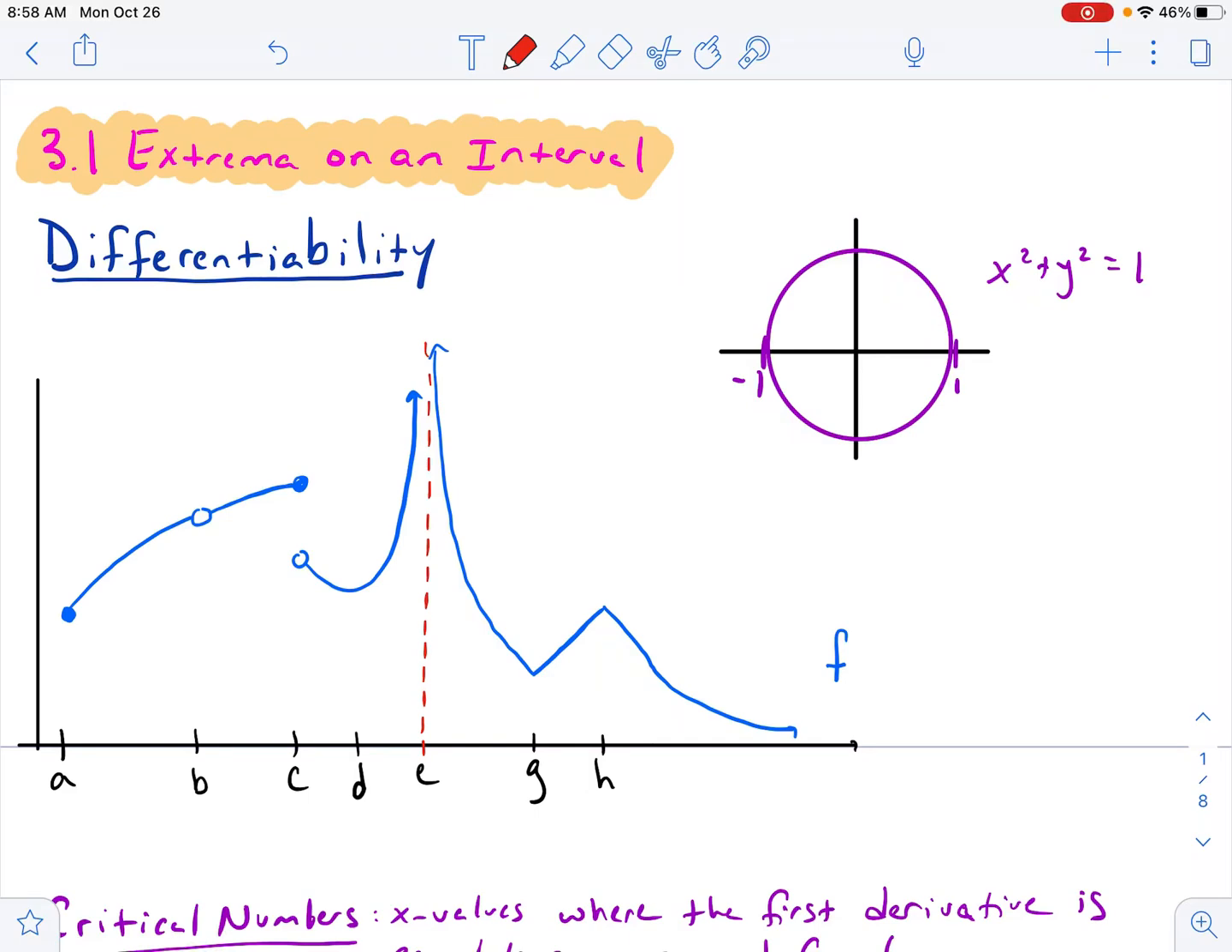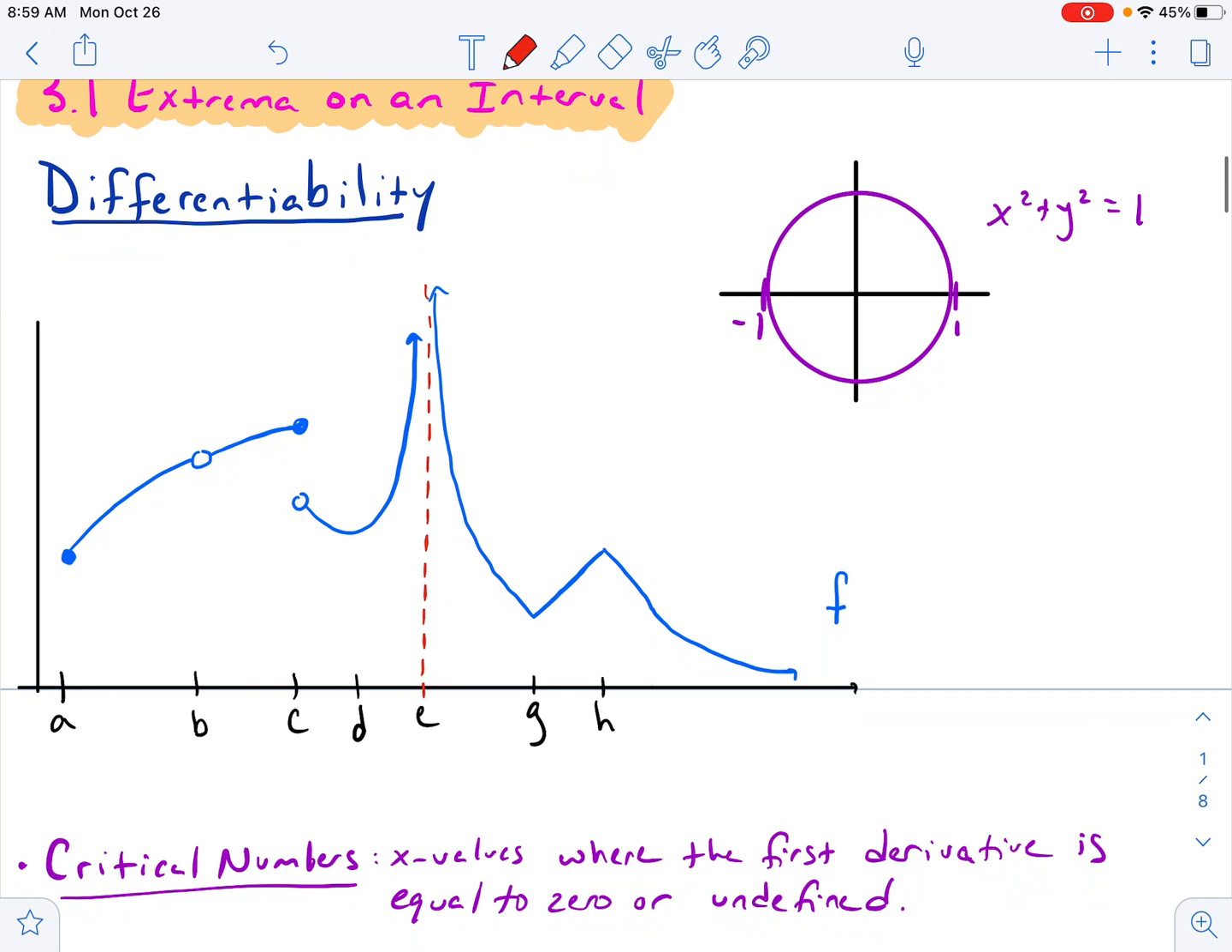All right, everybody, we're going to take a look at section 3.1, which looks at extrema on an interval. That's dealing with maxes and mins, okay? Something you may have a little bit of experience from last year, but we'll take a more in-depth look in this lesson. Now, to talk about extrema on an interval is to talk about these things called critical numbers that I have defined down at the bottom here, okay?